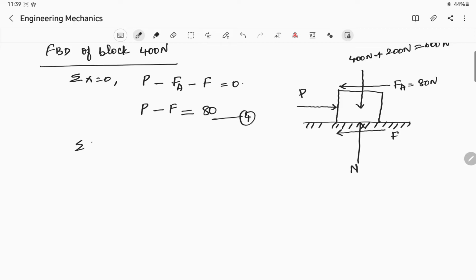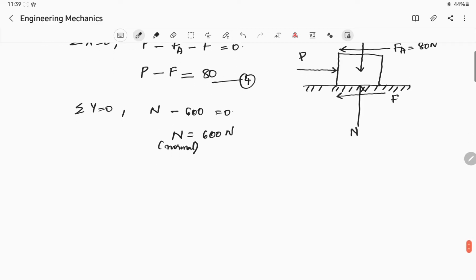Then we have sigma y is equal to 0. How many vertical forces do we have here? You can see only 2 vertical forces, that is N going in upward direction, minus 600 is equal to 0. So N is equal to 600 newtons. And this N is normal, right?